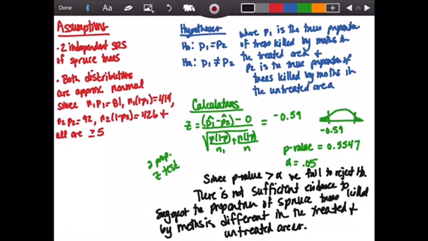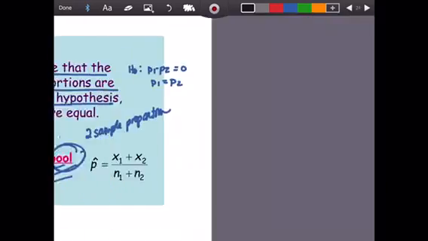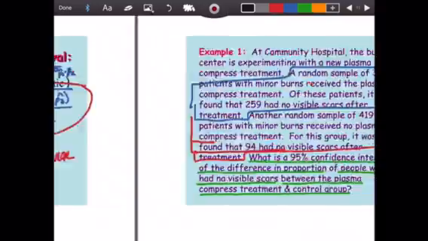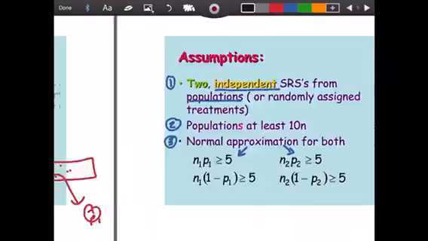Alrighty folks, today we've covered sampling distributions, confidence intervals, calculating sample size, and hypothesis test when we're dealing with two independent samples of proportions.